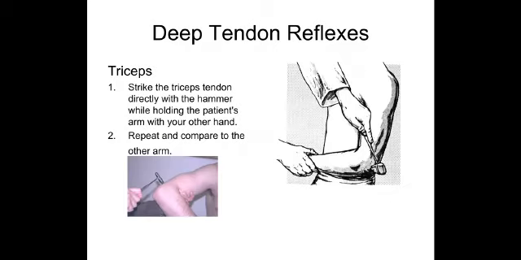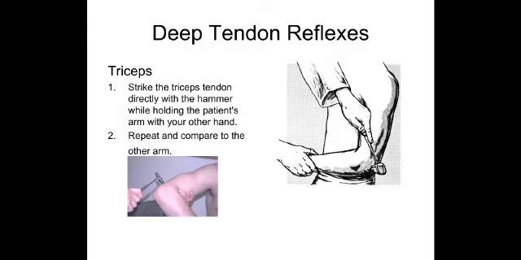The second one is the triceps jerk. Here we strike the triceps tendon directly with the hammer while holding the patient's arm with your hand, and you need to compare with the other arm. What do you do here? Flex the subject's arm at the elbow and allow the forearm to rest on the abdomen, supported by your hand. Tap the triceps tendon above the olecranon. Take care not to strike the belly of the triceps.